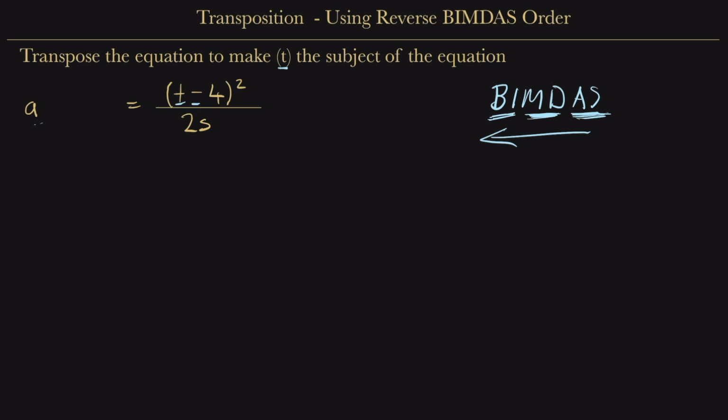The step that we're going to take is multiplying by 2s because I want to reverse that term there. So let's multiply by 2s and multiply by 2s. Then when I rewrite it, I'm going to have 2as on this side is equal to. Now this 2s and this 2s are going to cancel each other out, and we're going to be left with (t take 4) squared.